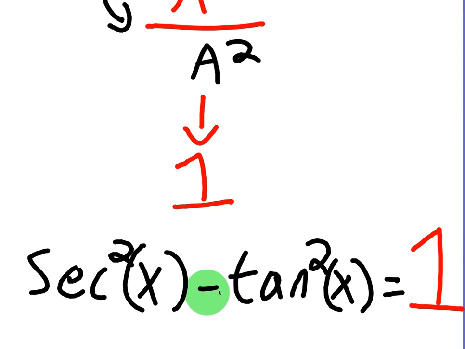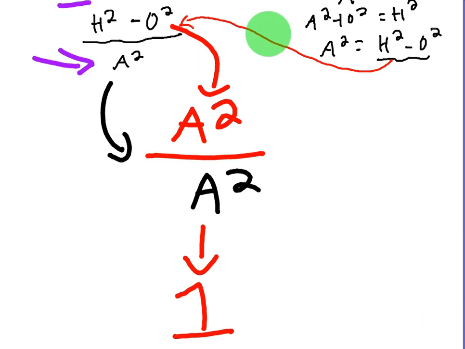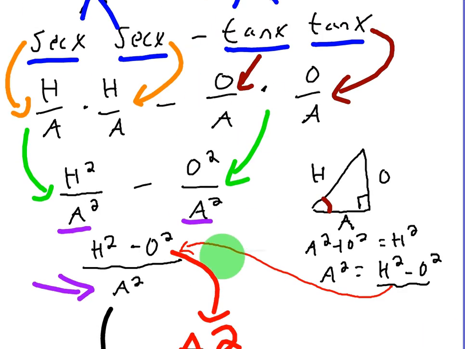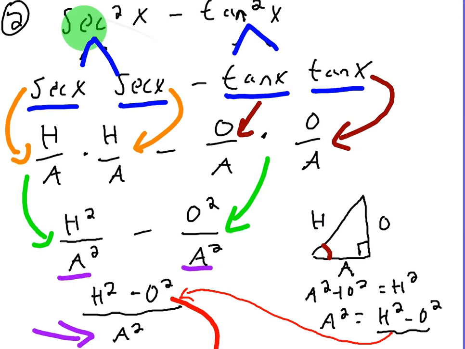There is no plus. Plus doesn't equal 1. You can see why that wouldn't work. If you go back through and look at our proof, you would end up with h squared plus o squared, which doesn't equal 1. Doesn't equal a squared. Right? In order for it to work, we have to use the Pythagorean theorem correctly. So that's it for this example. Secant squared x minus tangent squared of x is equal to 1. If you have any other questions about this, let me know.